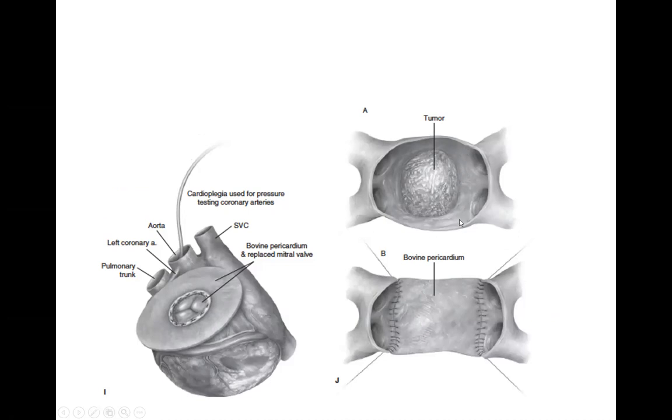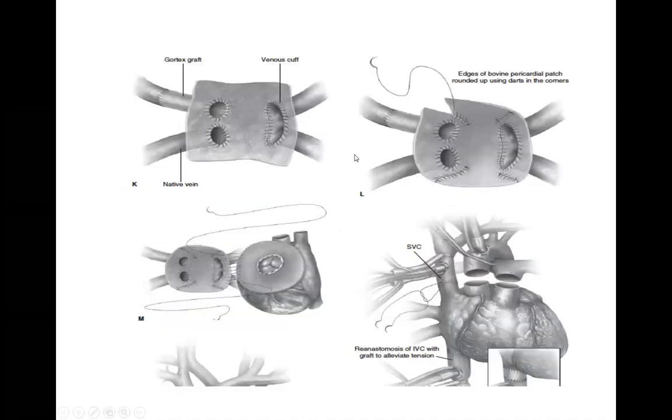This is the most posterior structure of the pericardium. Below it is the esophagus, the spinal bone, and the spinal cord. Sometimes you can do this as a single patch, or sometimes, if the tumor is involving part of the pulmonary vein, then you have to reconstruct the pulmonary vein and do it like a separate ostium.